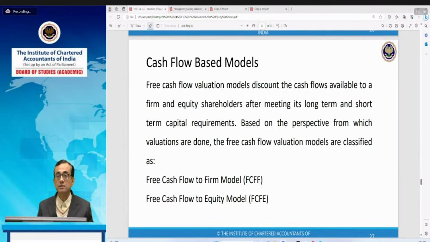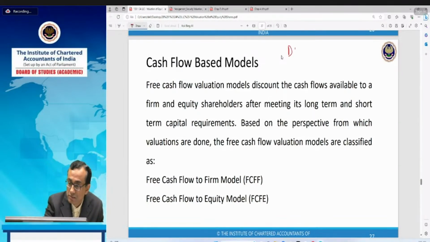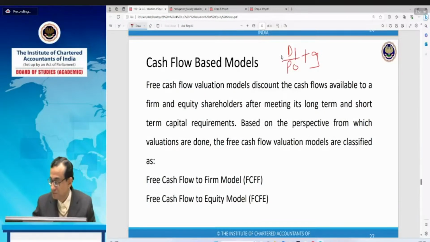Then we shifted to the concept of equity risk premium and market risk premium. We have also seen that cost of equity capital can be calculated by two methods, by Gordon's method as well as by the CAPM model. The Gordon's method is D1 upon P0 plus G, which is actually the reverse of what we do when we calculate Gordon's model for valuation of equity shares.